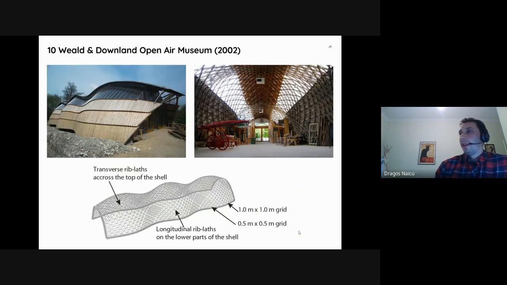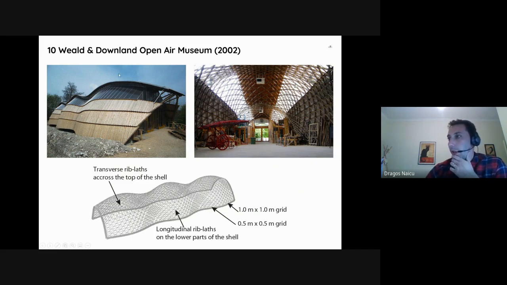A few more projects. So then we have the Weald and Downland Open Air Museum, which is a very beautiful hourglass shaped grid shell. I'm going to focus on the kind of the innovations that each project brought. So in this case, they introduced bracing by diagonal timbers as one of the options I showed you in the beginning. But you see on the sides, they are placed horizontally, and over the top, they are placed transversely.